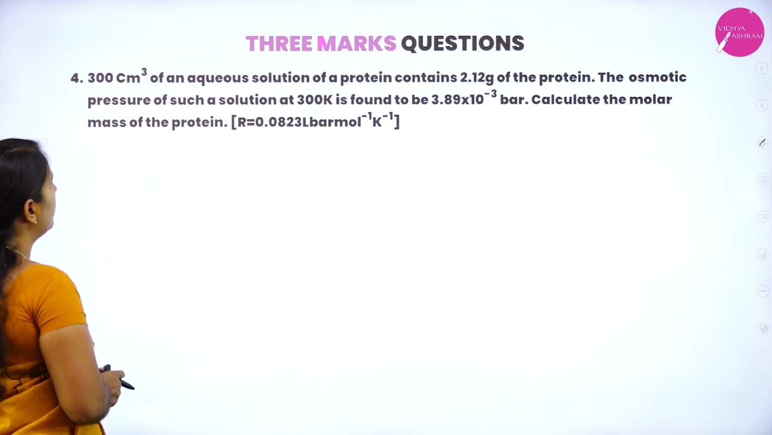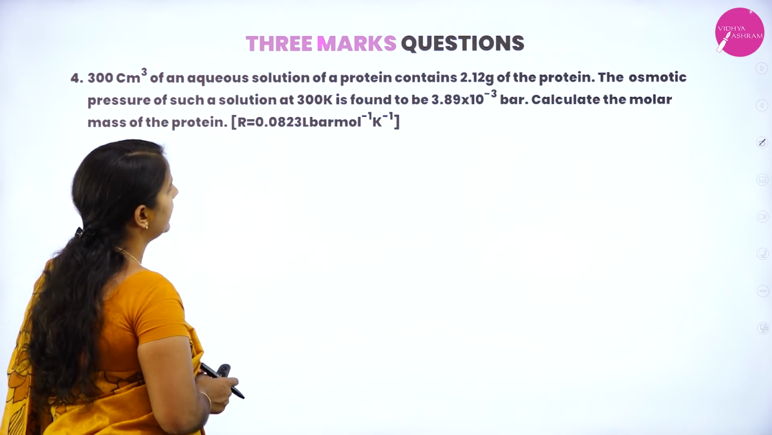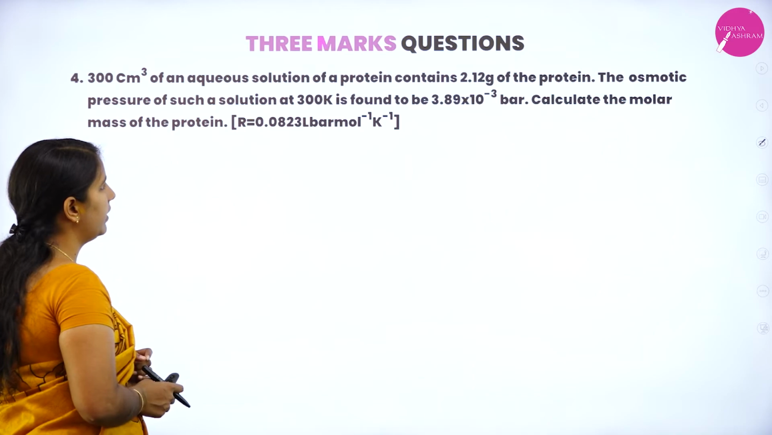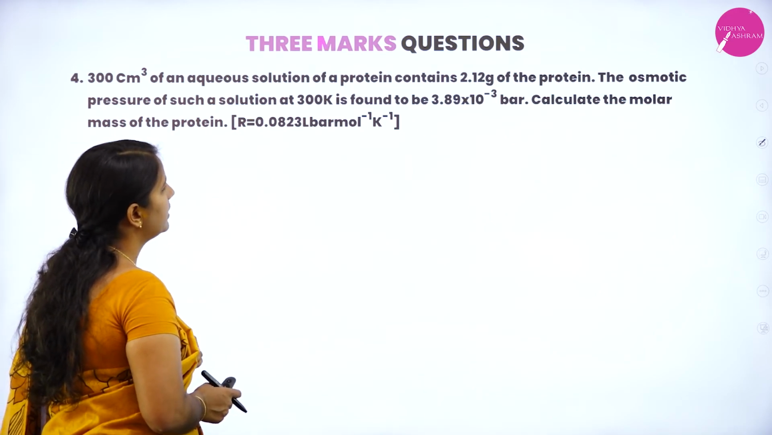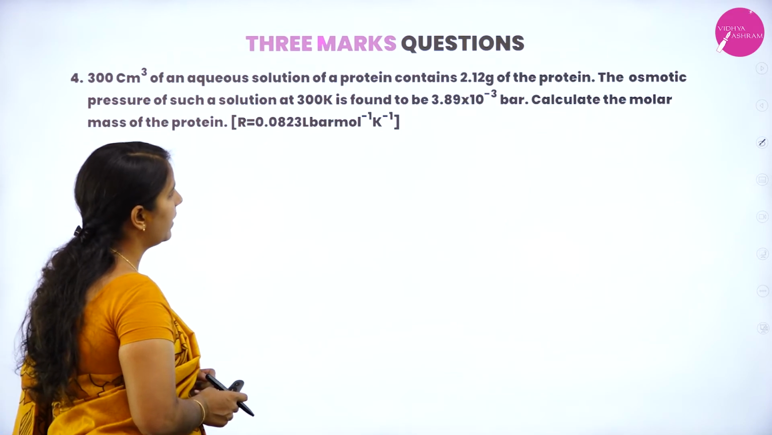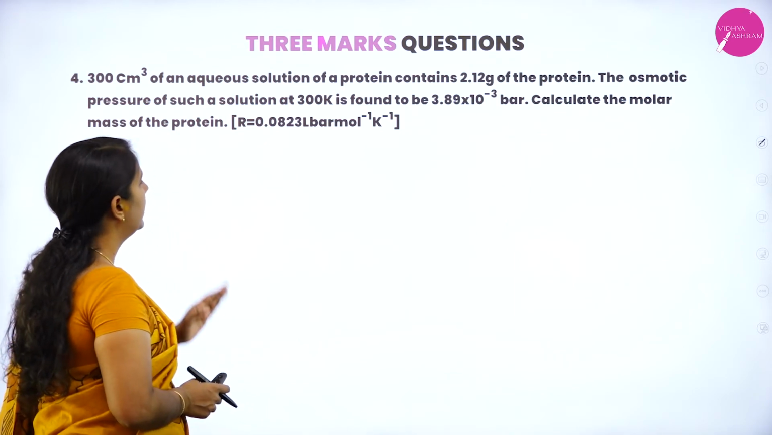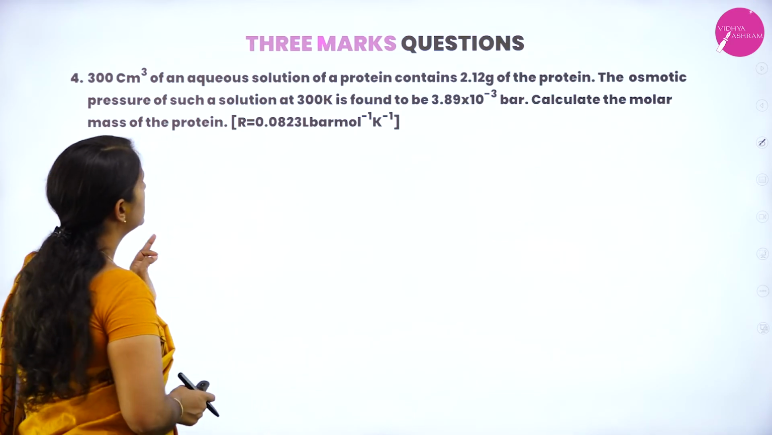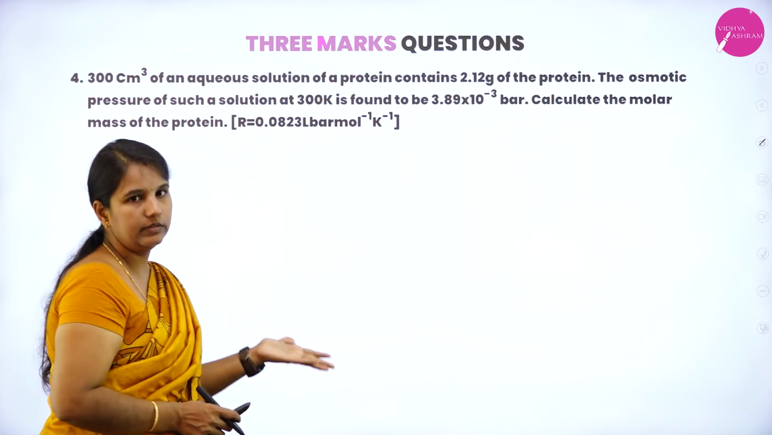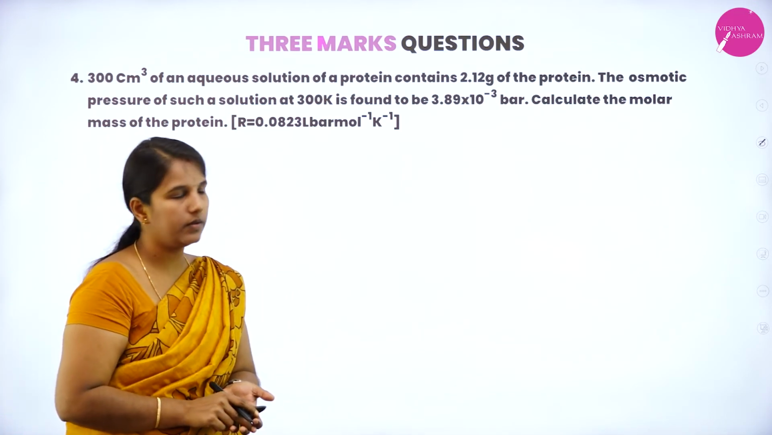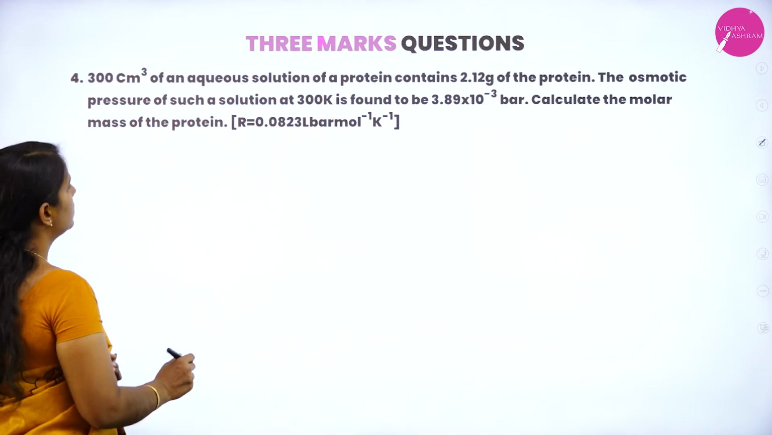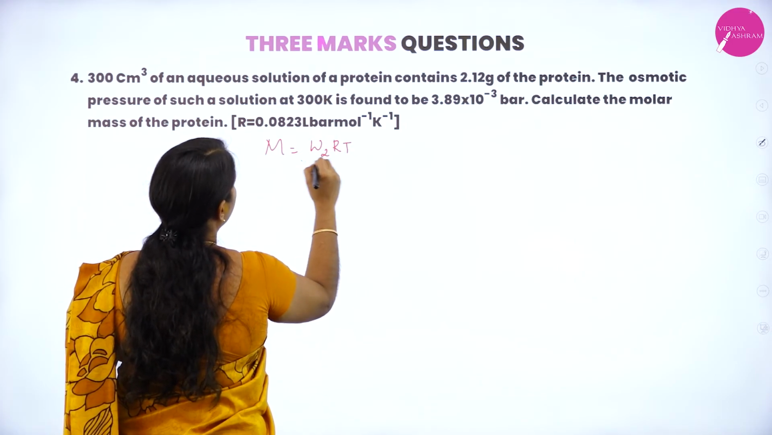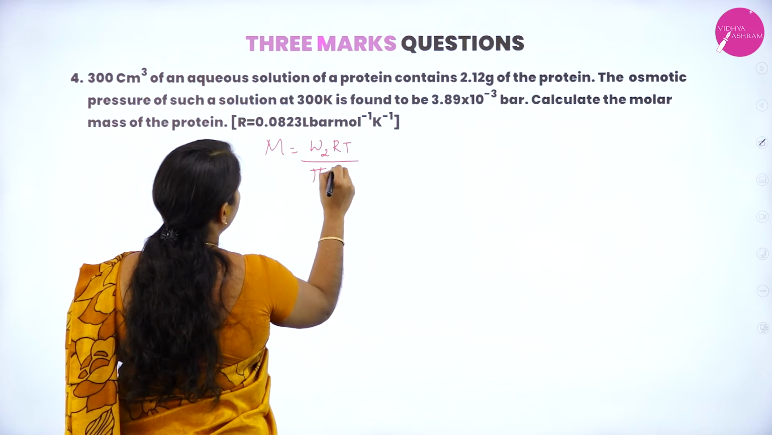Finally, 300 cm cube of an aqueous solution of a protein contains 2.12 grams of a protein, and the osmotic pressure of such a solution at 300 Kelvin was found to be 3.89 into 10 to the minus 3 bar. Calculate the molar mass of the protein. Because they have given the osmotic pressure, you have to calculate the molar mass using that. So the formula is M = W2 into RT divided by osmotic pressure into volume.